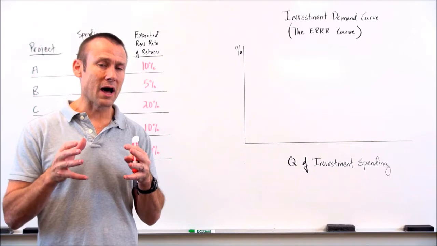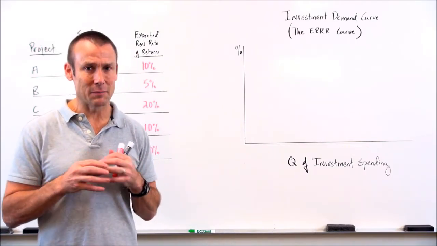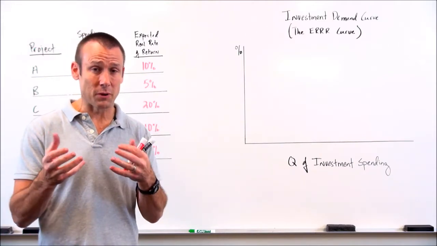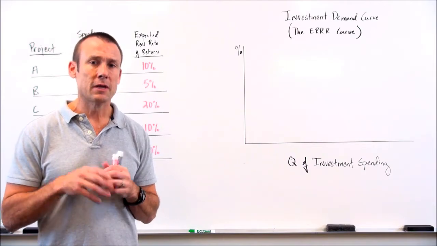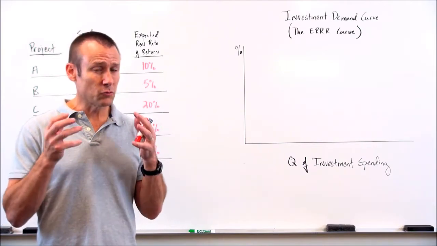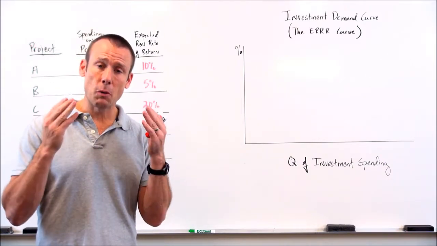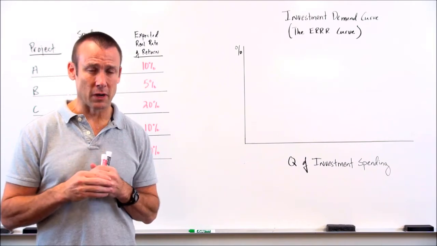Remember how the supply curve is the marginal cost curve? Well, it's the same concept here. The investment demand curve for business projects is the expected real rate of return curve. In other words, the expected real rate of return of business projects is the marginal benefit of business projects to the demander of those projects.